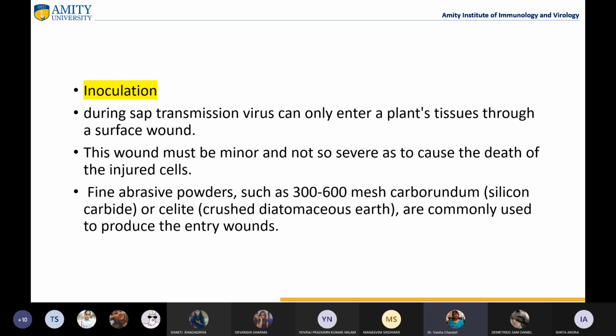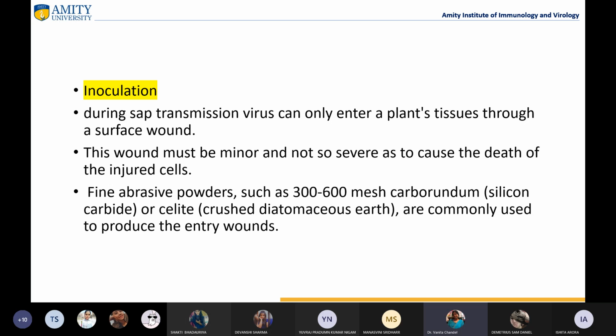During sap transmission, virus can only enter through a wound. We know that the vector also causes a wound and then the virus enters, or through certain kinds of wounds in the plant. So we need to make some kind of minor wound in the plant so that a virus can get an entry, right? So a fine abrasive powder such as 300 to 600 mesh carborundum, which is silicon carbide, or Celite, which is a crushed diatomaceous earth. These are commonly used to produce the entry.